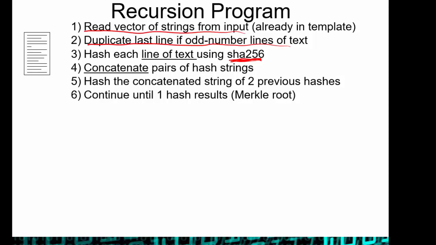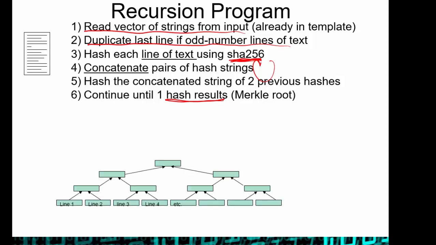Then remember you'll concatenate pairs of hash strings after you've hashed them, and then you're going to hash the concatenated string, and this is where the recursive part comes in, because you keep hashing and pairing until you have only one hash left. That's called the Merkle root.